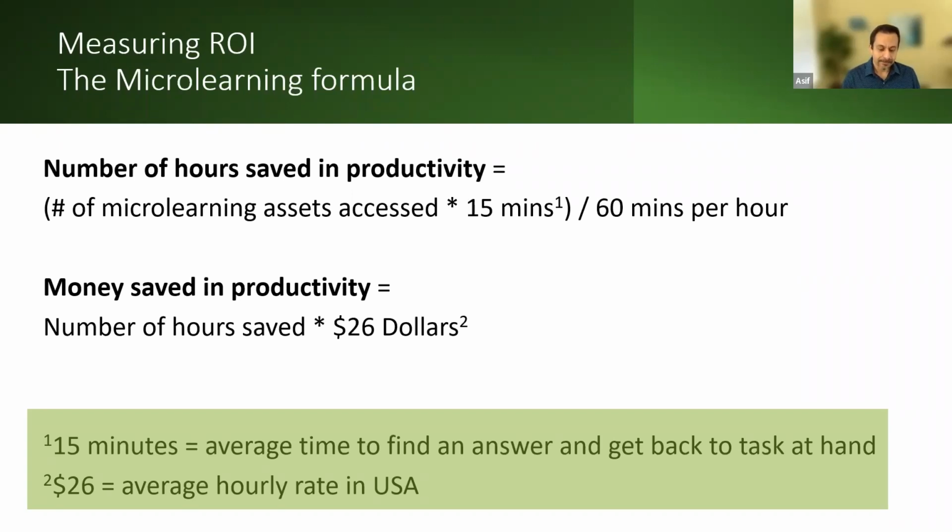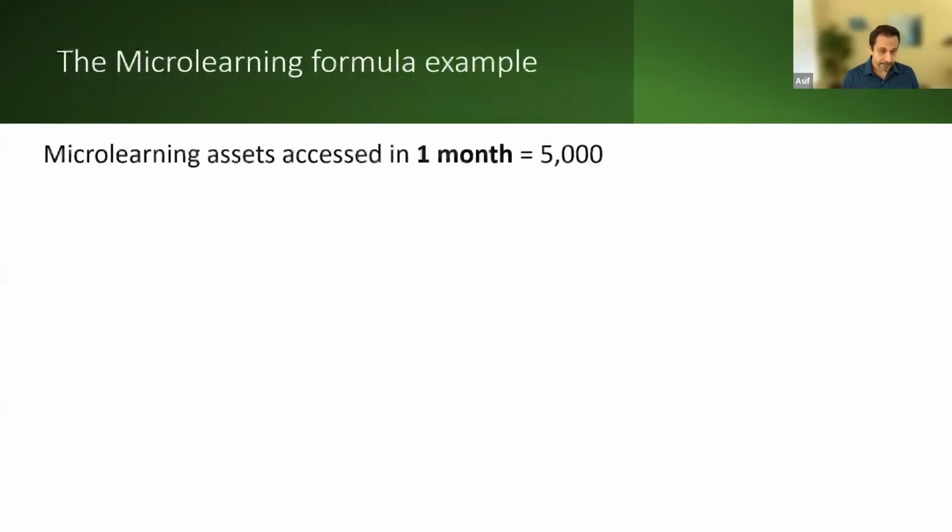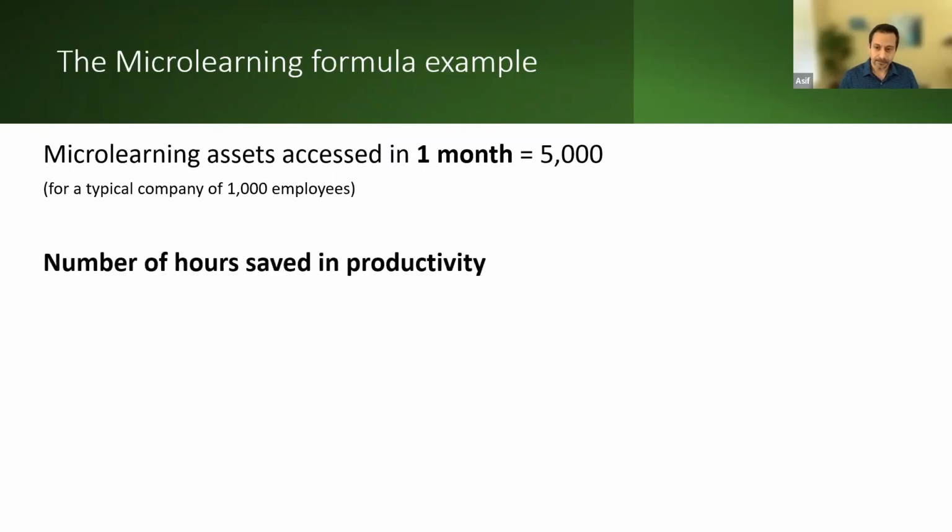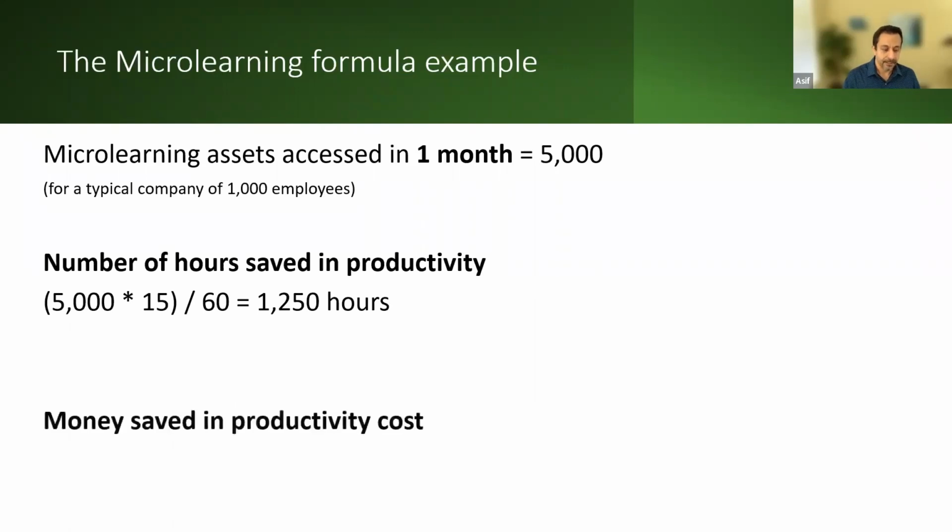Now I'm going to show you an example of this in action. Let's say microlearning assets accessed in 1 month is 5,000, for a typical 1,000 employee organization. Number of hours saved in productivity: if you take 5,000 times 15 divided by 60, you get 1,250 hours. That's the number of hours saved in productivity. Money saved in productivity, taking the same formula, 1,250 times 26, is $32,500.